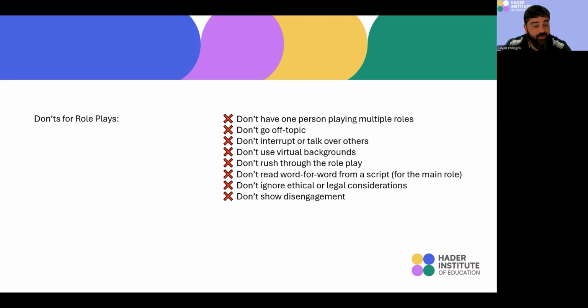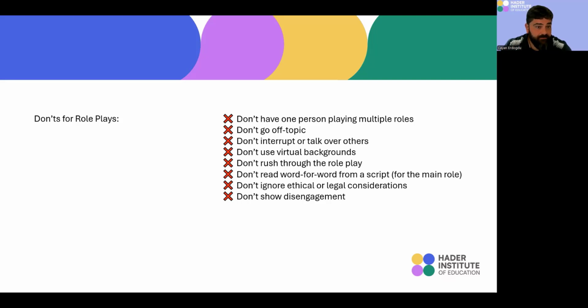So please make sure you're testing your virtual background first, and make sure it does not affect the visibility. If it does, try another one. If you can't find one that doesn't affect visibility, then simply do not use one at all. Next, don't rush through the role play. So please take your time to engage meaningfully and demonstrate your skills effectively.